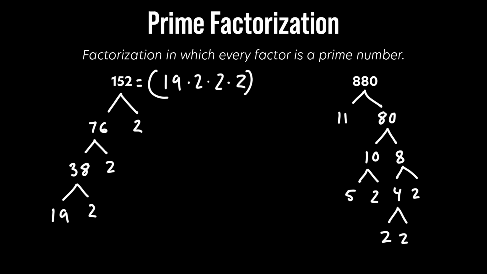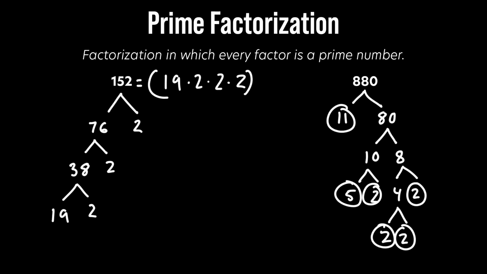So let's take all the roots. By the way, a root is a number which does not have any children. So for example, we have 80 here and it has 2 children. 11 has none, so that's a root. 5 has none, so it's also a root. This 2 is a root, this 2 is a root, this 2 is a root, and this 2 is also a root. So here we have the prime factorization.